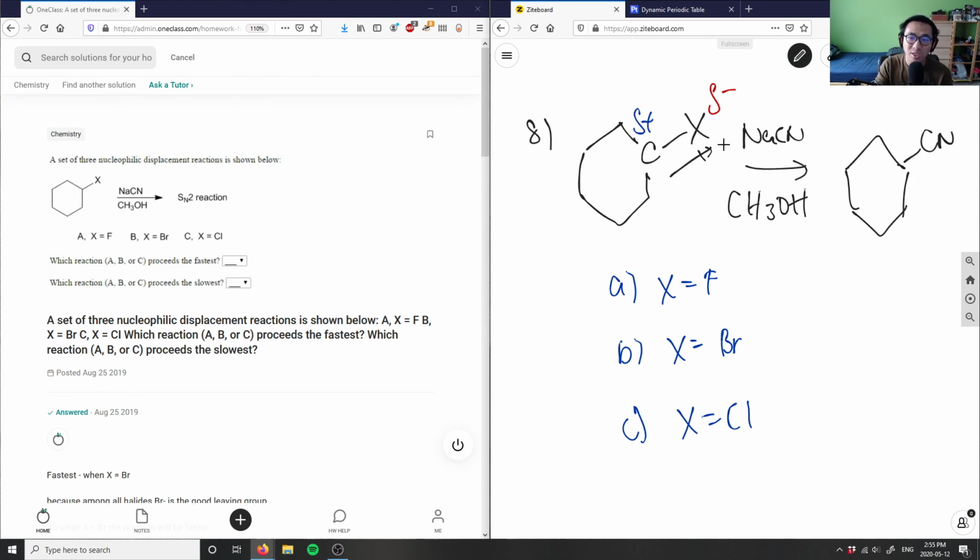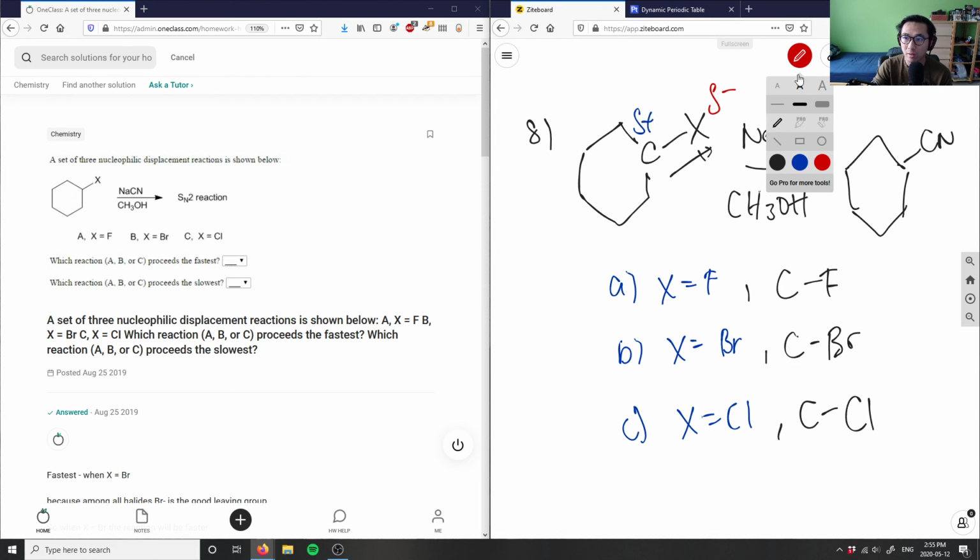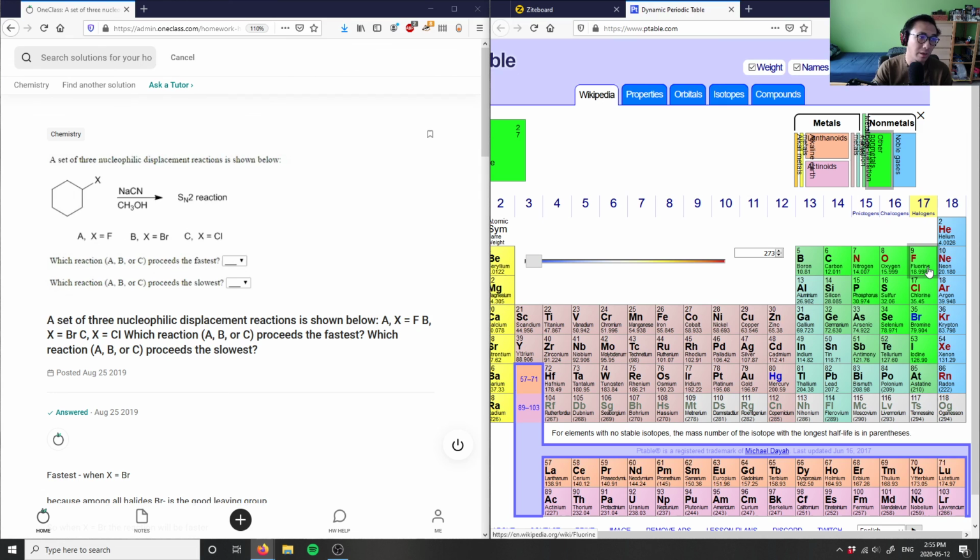So if I change this, I'm going to have a C-F bond, this would be a C-Br bond, and this would be a C-Cl bond, right? And which of these have the greatest electronegativity difference? Well, fluorine is the highest electronegativity difference. If I look at my periodic table, fluorine is the smallest in terms of atomic radius, but it is the highest in terms of electronegativity.